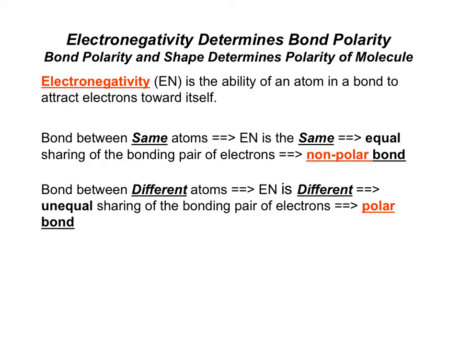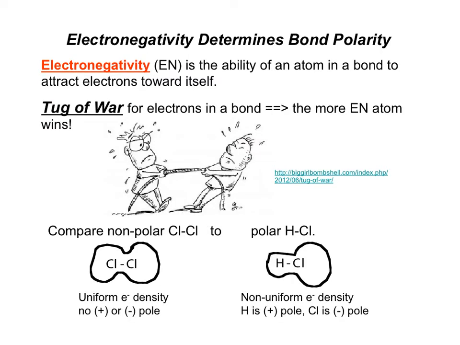When two different atoms are bonded together, there's unequal sharing of the bonding pair of electrons. This gives a polar bond. So there's a tug of war for the bonding pair of electrons between two atoms. The more electronegative atom is going to win that tug of war. The chlorine-chlorine bond is a nonpolar bond. Equal sharing of electrons and a uniform electron density around each chlorine. The HCl bond is a polar bond. Chlorine is more electronegative than hydrogen, so chlorine wins the tug of war for electrons. More electrons around chlorine, so chlorine has the minus pole, H has the plus pole.